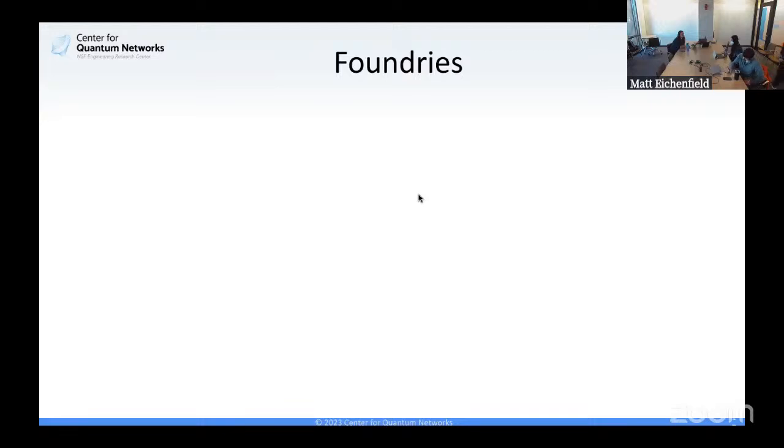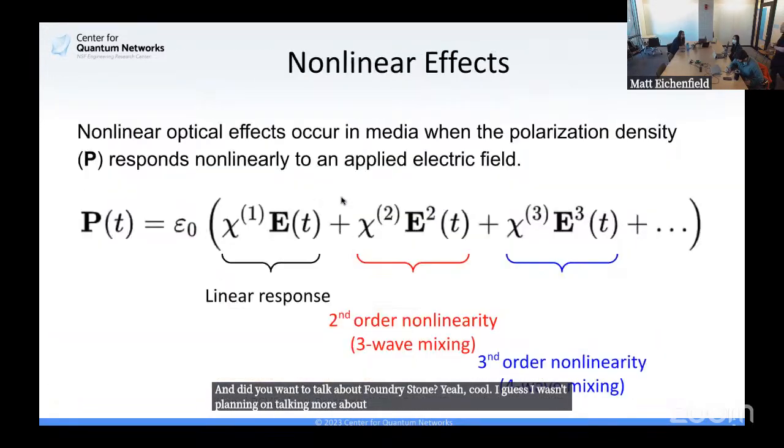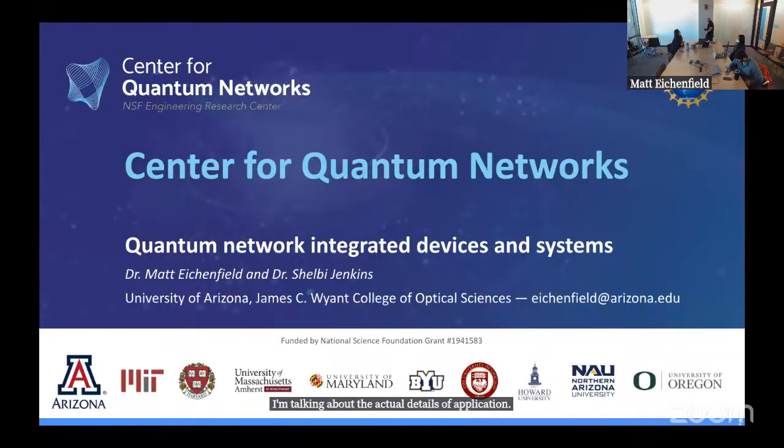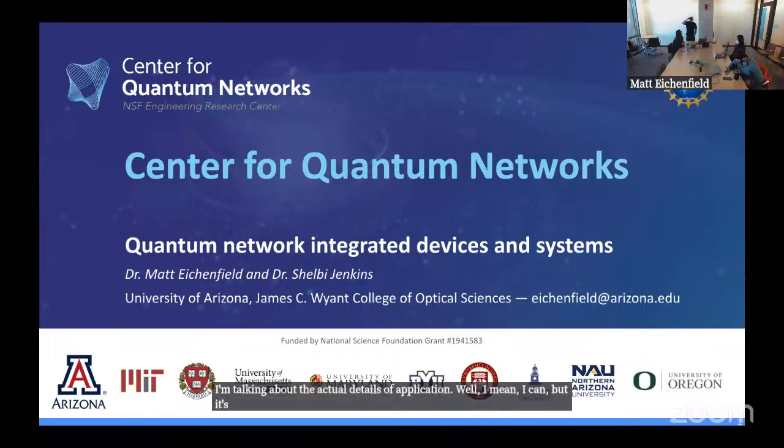And did you want to talk about foundry still? Yeah. Okay, cool. I guess I was planning on talking more about fabrication, so if you want to spend any more time talking about the actual details of fabrication. Well, I can, but it's pretty device dependent. I figure it's a whole class on its own. Yeah.